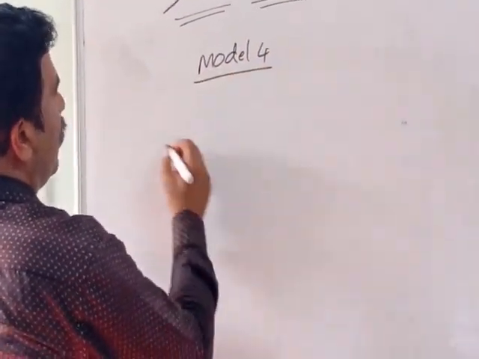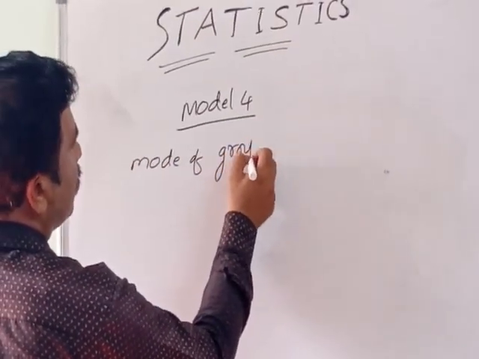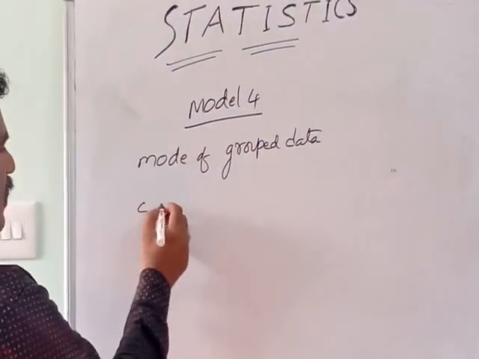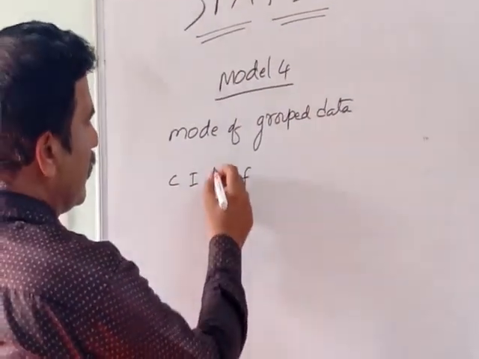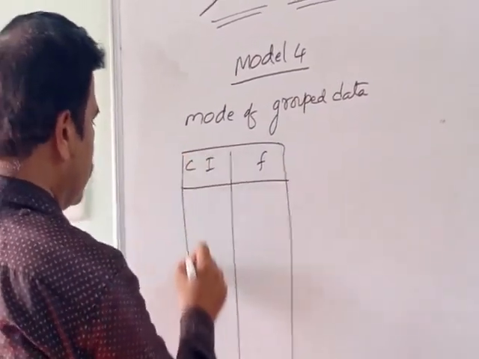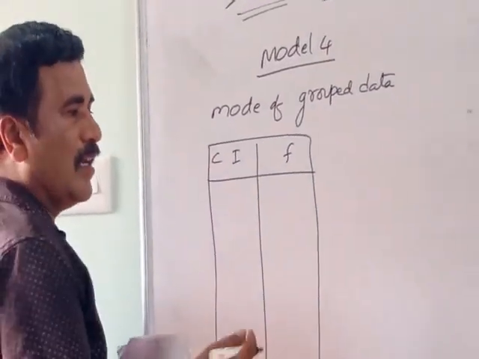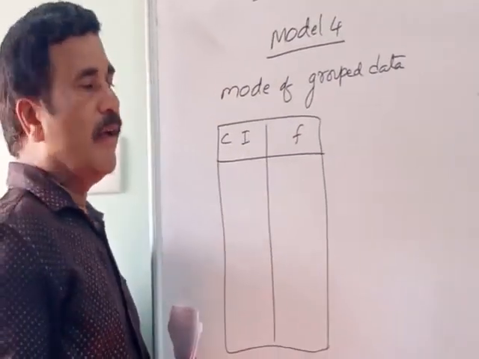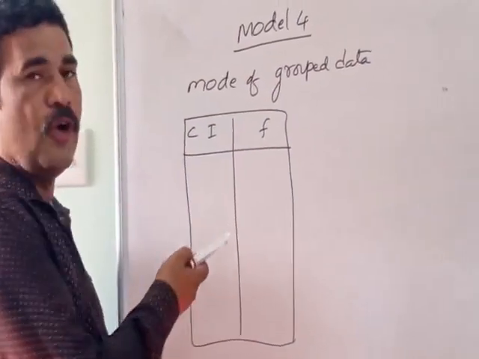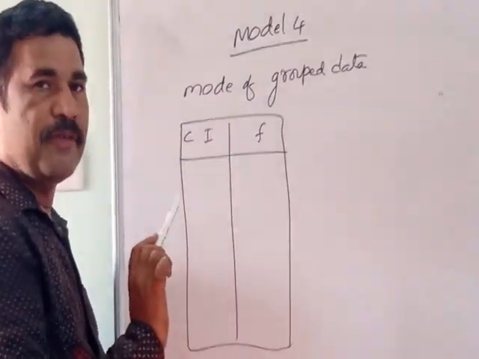Model 4. Mode of grouped data. He will give class interval, he will give frequency. No need to prepare any other new columns in this. That is the nice thing in this. For median or mean, we need to prepare some columns. But in mode, no need to prepare any other columns. These 2 given columns are enough.